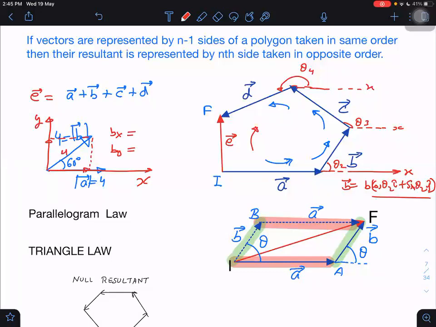Yes, sir. You know that Bx is equal to 4 cos 60 degrees, and By is equal to 4 sin 60.